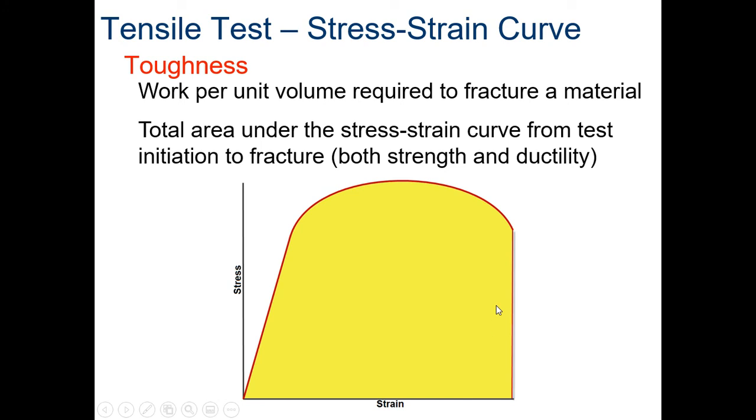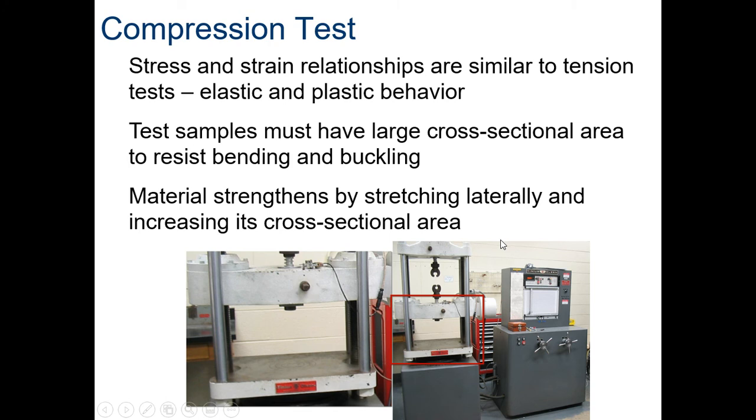Toughness is the total area under the stress and strain curve. Now, to actually find the area underneath this curve, you'd have to do a little bit of calculus. We don't get into that type of math, but you would later on. That's when we talk about toughness being the work per unit volume, or the area underneath the whole thing.